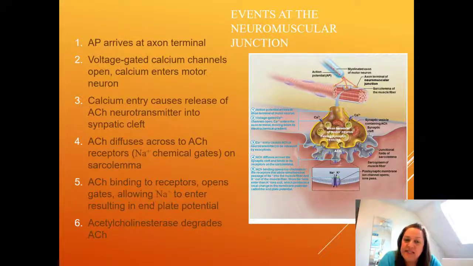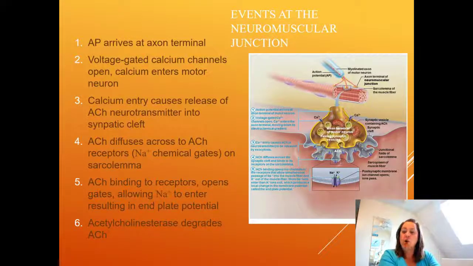In the cleft is something called acetylcholinesterase. It's an enzyme that degrades acetylcholine because we don't want constant contraction. We only want contraction when we want it. So we want to say, okay, yes, contract, now stop contracting.